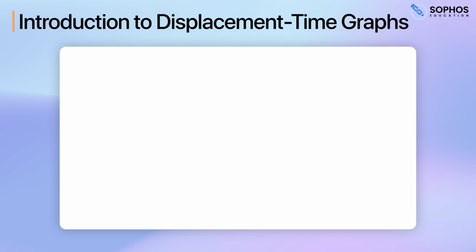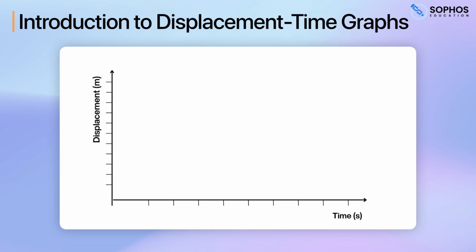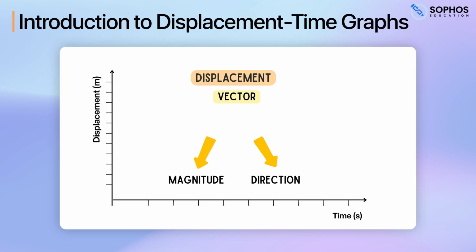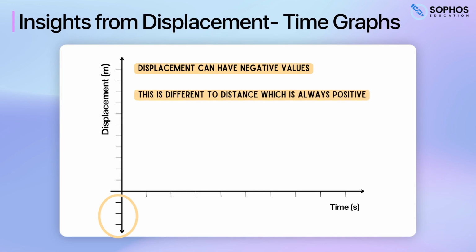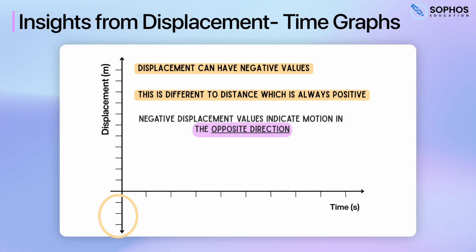Just like in distance-time graphs, the horizontal axis, x-axis, on a displacement-time graph shows time, usually in seconds. The vertical axis, y-axis, however, shows displacement, usually in meters. The key difference here is that displacement, unlike distance, is a vector quantity. This means it has both magnitude and direction. On a displacement-time graph, the displacement can have negative values. This is different from a distance-time graph, where the distance is always positive. Negative displacement values indicate motion in the opposite direction.